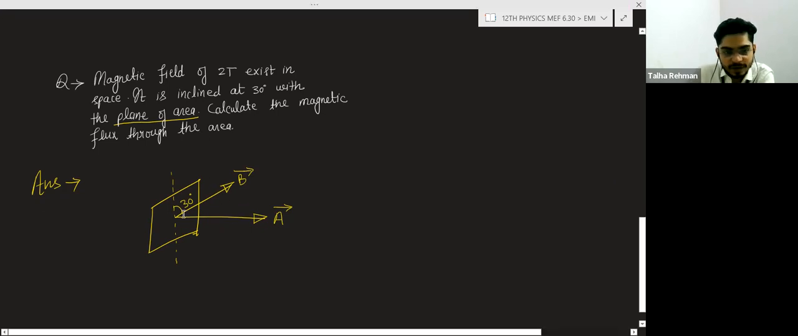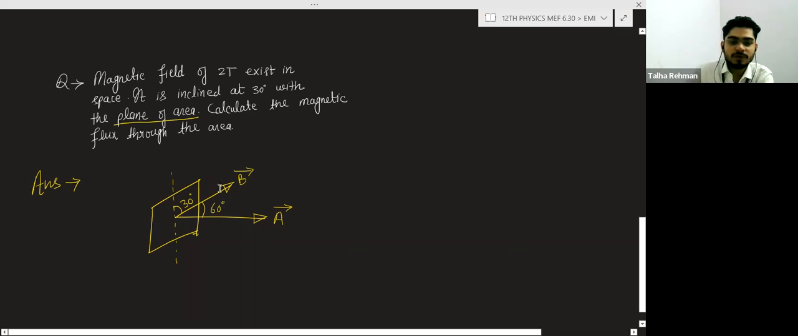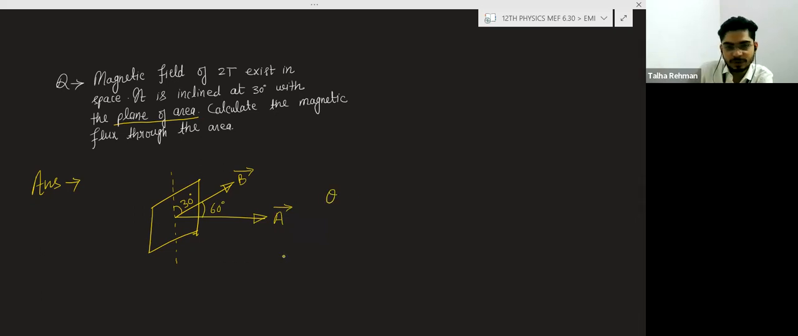See here, the area vector is perpendicular to this area, and this magnetic field is making an angle of 30 degrees. So this angle will be 60 degree, because this total angle is 90 degree. Why is this total angle 90 degree? I have told you the area vector is perpendicular to the surface of the area. That is why theta is equal to 60 degree, not 30 degree.